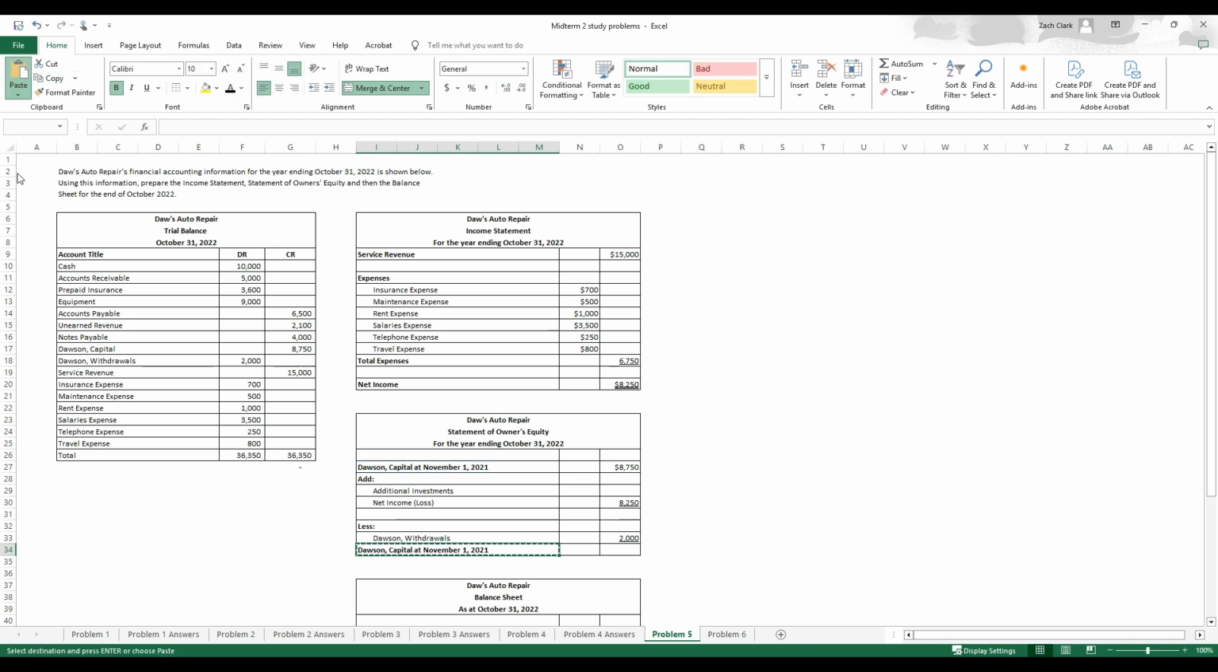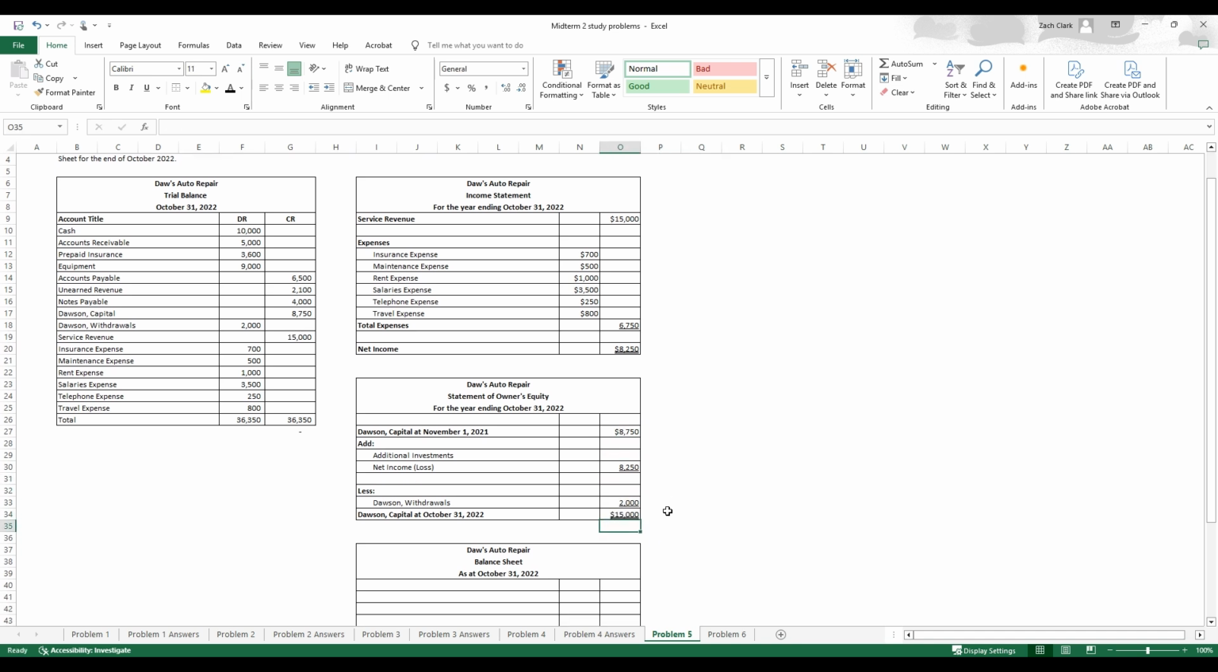Copy and paste values. That's what I'm doing there, which removes the link and allows me to come in and edit what we're saying here. And I'm going to say October 31st, 2022. So that's our ending balance. The beginning balance plus our net income minus our draws ends up with 15,000 in equity.